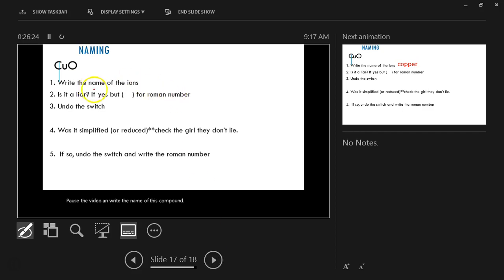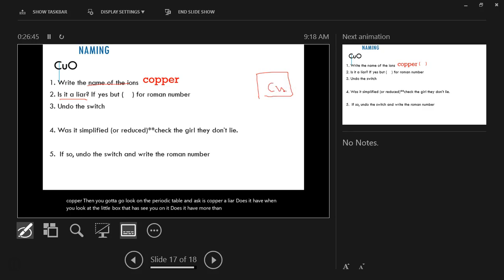Okay, so the first thing you did was you wrote the name of your ions. The first ion that we have there is copper. Then you've got to go look on the periodic table and ask, is copper a liar? When you look at the little box that has Cu on it, does it have more than one number floating over top of the symbol? And if you look, you'll see there are 2 numbers there. And that means that copper has more than one oxidation state, which means you have to tell the reader which one it is. And to do that, you do it with Roman numbers.